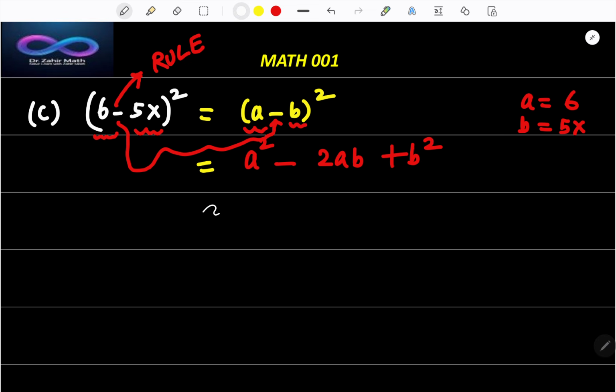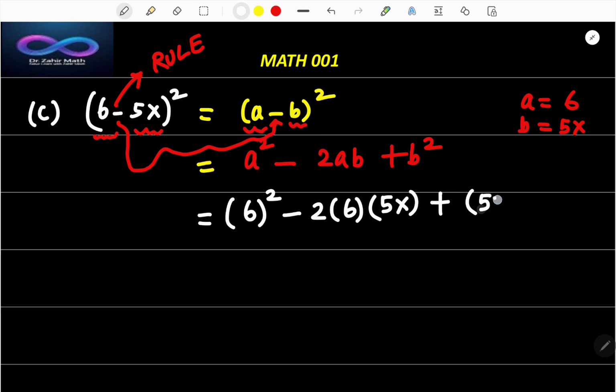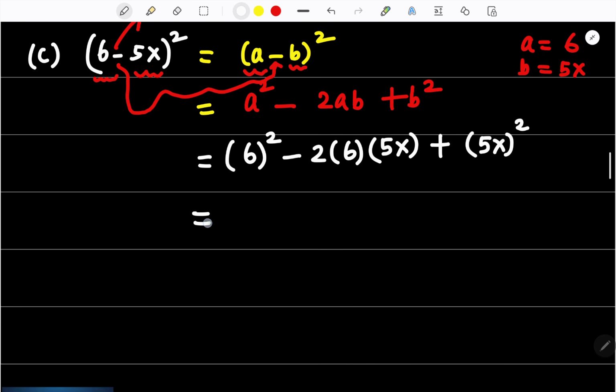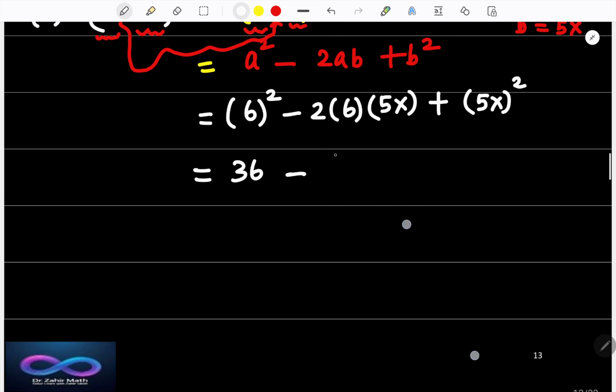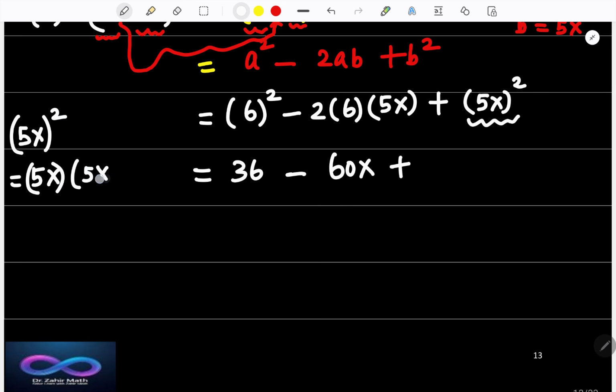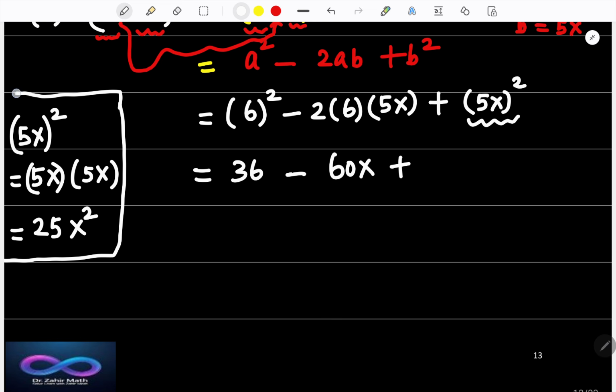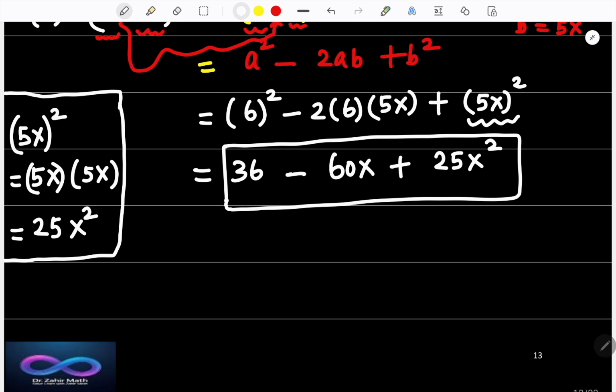Okay, everybody? This equals a, 6 to the power of 2, minus 2 times a, 6, times b, 5x, plus b, 5x to the power of 2. So this equals 6 squared is 36, minus 2 times 6 is 12, 12 times 5 is 60, so 60x, plus 5x the whole power 2. This is the place where you make mistakes. It is 5x multiplied by 5x, which is 5 fives are 25, x times x is 25x square. Clear, all of you? So this is the answer: 36 minus 60x plus 25x square.